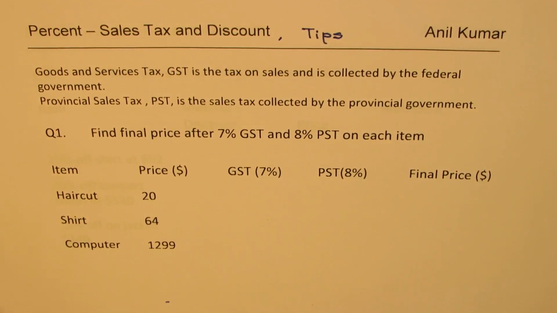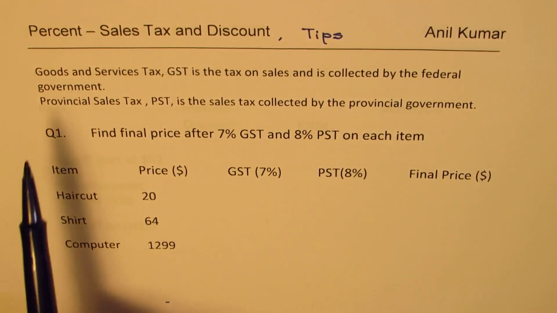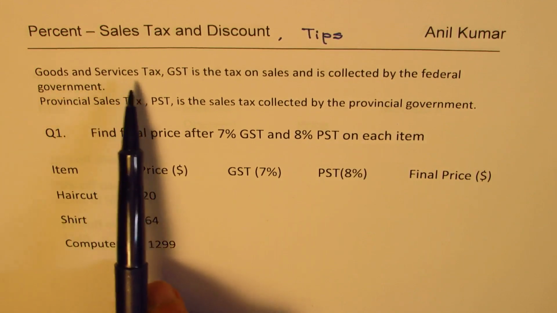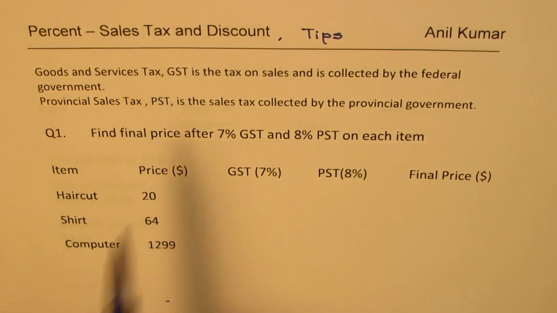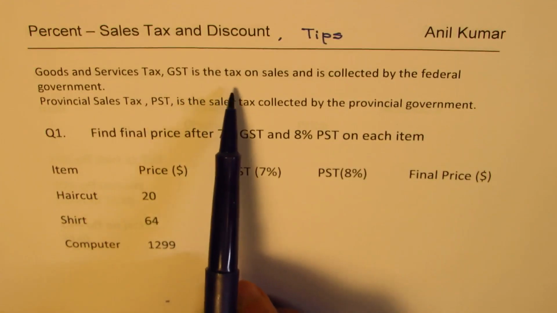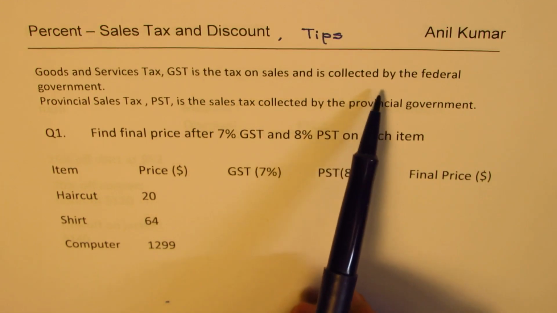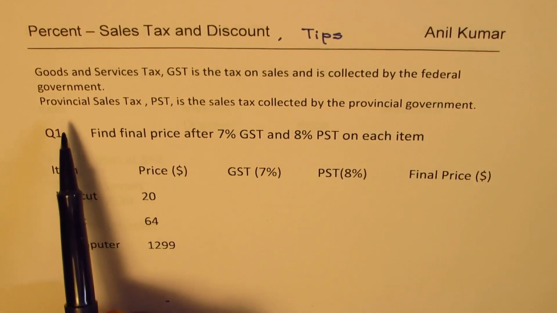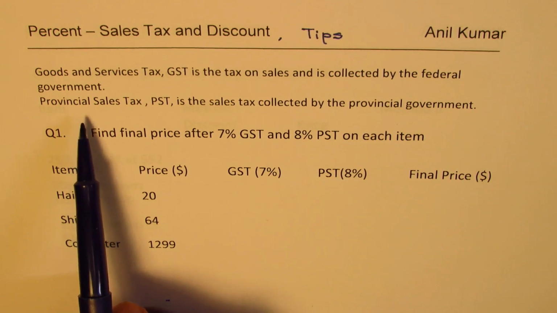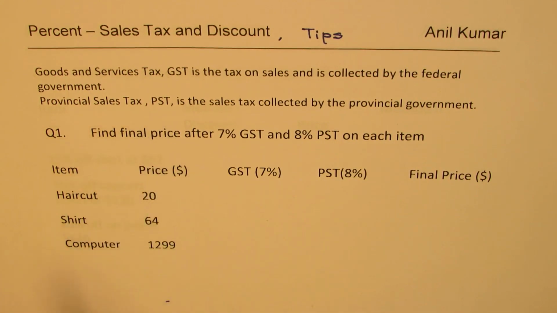Now, before we begin, there are a few terms which we should understand. The first one is Goods and Services Tax, GST. GST is the tax on services and is collected by the federal government. The second tax is provincial state tax, which is PST. PST is a sales tax collected by the provincial government.